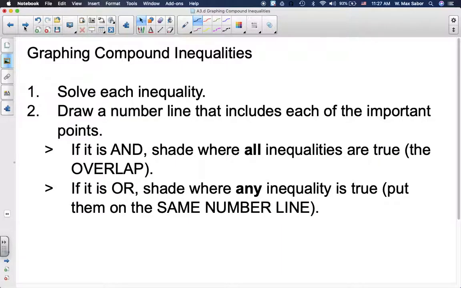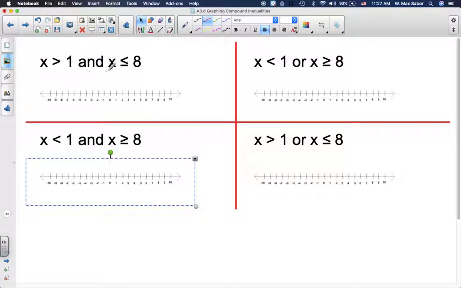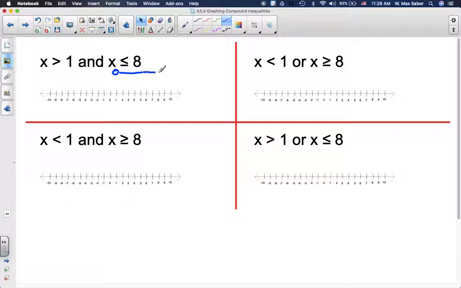Okay, so to graph compound inequalities, we will first solve each inequality and draw a number line that includes each of the important points. If it's AND, we'll shade where all inequalities are true, the overlap. And if it's OR, we'll shade where any inequality is true, putting them on the same number line. So if we say x is greater than 1 and x is less than or equal to 8, we're looking for the overlap. So x is greater than 1 is going to be an open circle there, shading right. This will be a closed circle at 8, shading left.